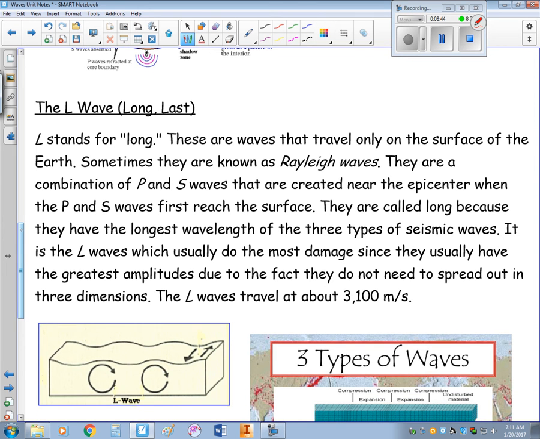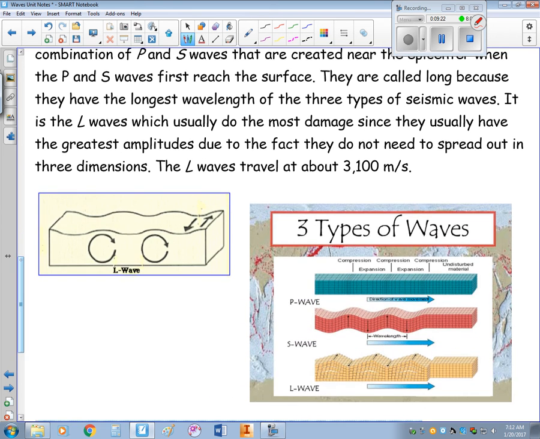The last wave is the L wave, or the long or the last wave. These waves only travel on the surface of the Earth, sometimes known as Rayleigh waves. They are a combination of the P and the S, and they're created near the epicenter when the P and S waves first reach the surface. They're called the long waves because they have the longest wavelength of the three types. They usually cause the most damage because they typically have the greatest amplitude, and that's because they don't need to spread out as fast. So we see that the longitudinal waves travel the slowest, at 3,100 meters per second.